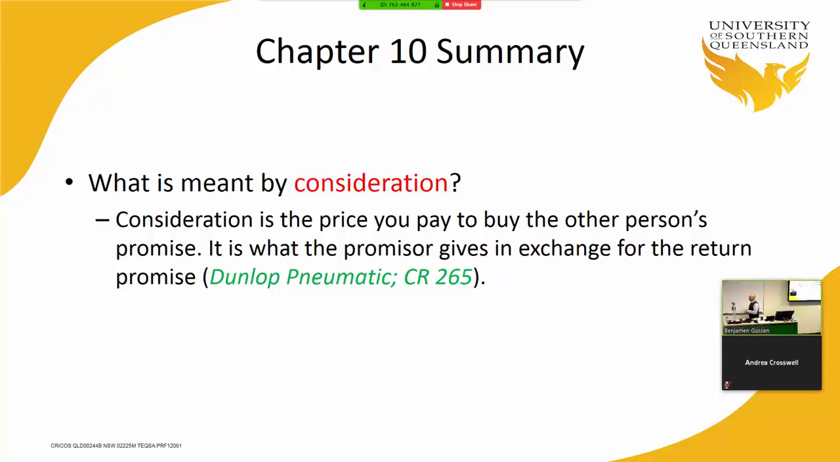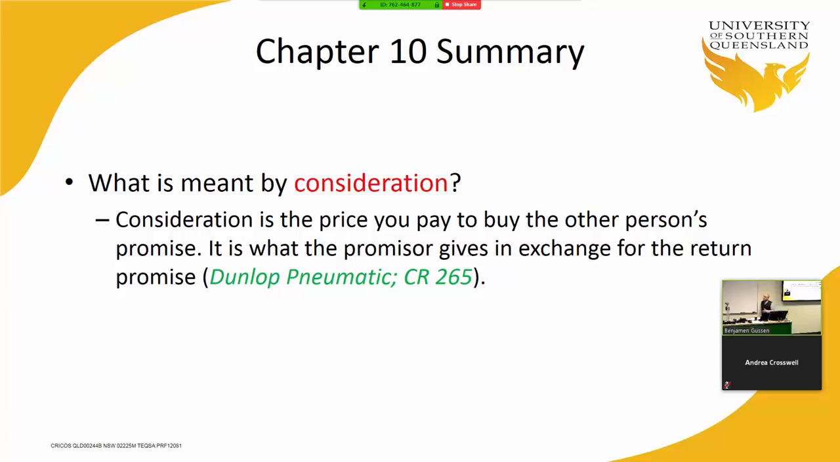All right, let's get started on chapter 10. This is the third element in relation to the existence of a simple contract. You need agreement, then intention to create legal relationships, and the last thing is consideration. We'll see that there's also an exception called the theory of promissory estoppel, where you don't even need consideration. But let's start from the top. What is meant by consideration?